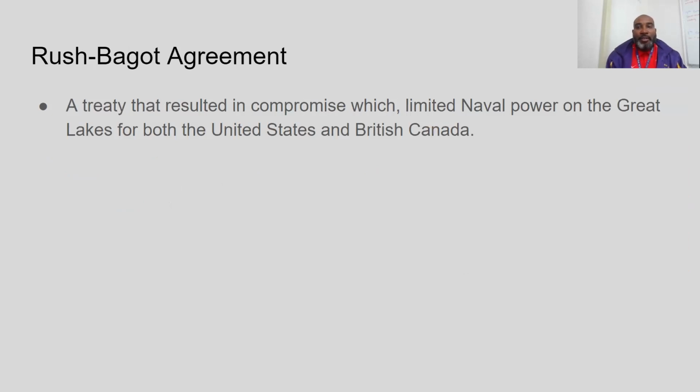So in order to come to this agreement, they passed the Rush-Bagot Agreement. This is a treaty that resulted in compromise, which limited the Navy's power on the Great Lakes for both the United States and Great Britain. They pretty much agreed that it would be like an open area.